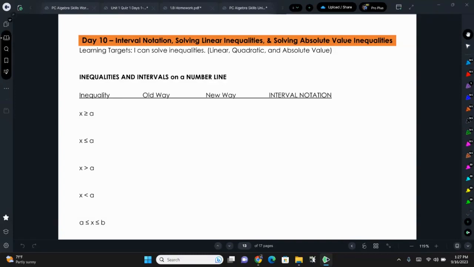We're going to be talking about linear and absolute inequalities today. And we're going to first, again, review what an inequality is and how it would look. And start with the most basic one, the linear ones, and talk about maybe a new way of graphing them, and then what interval notation is.